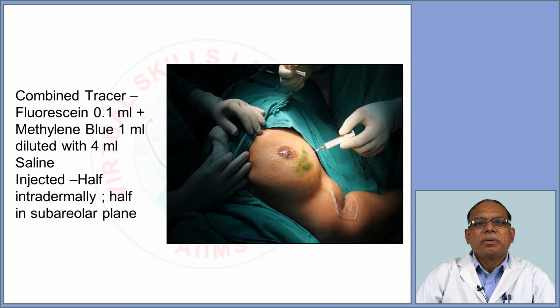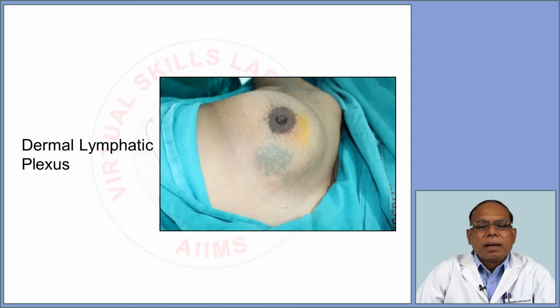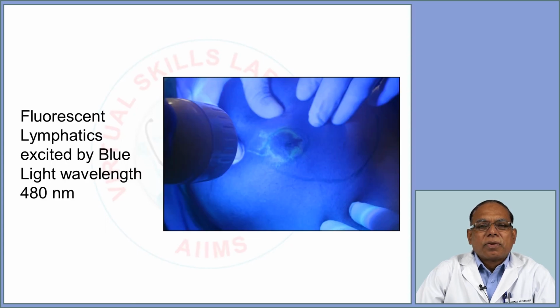So, we carried out a study at ACTREC where a combination of fluorescein sodium, methylene blue and radiotracer technetium tagged to albumin was used. Blue dye helps in identification of the dermal lymphatic plexus very nicely. The fluorescent lymphatics can be nicely visualized using blue light of 480 nanometer wavelength.